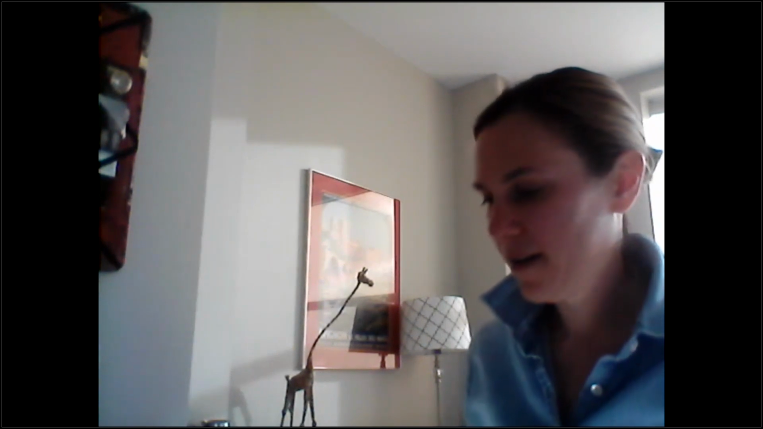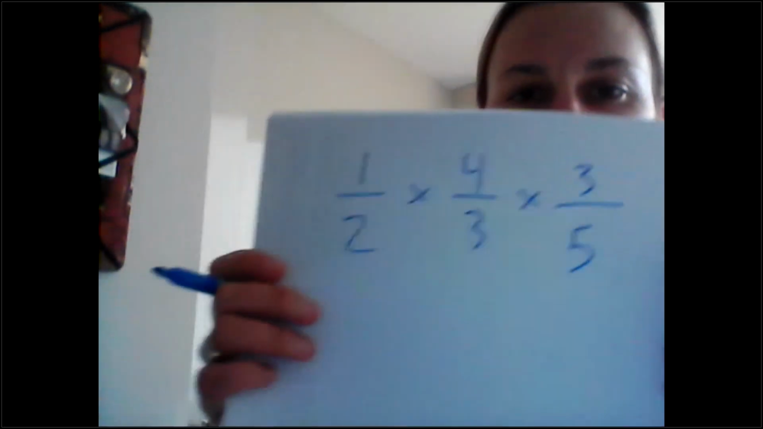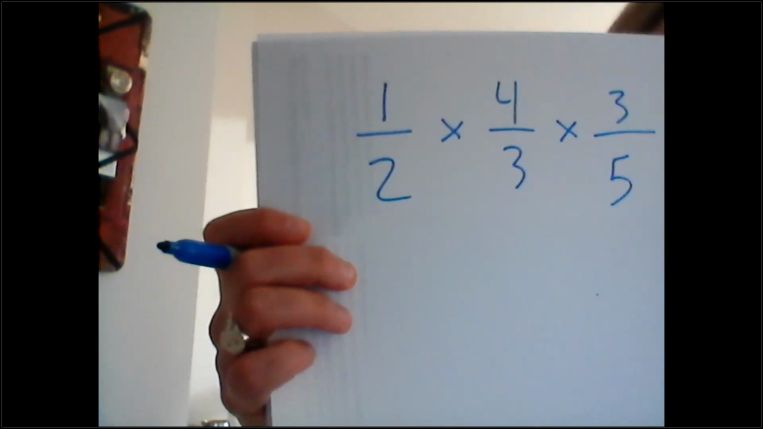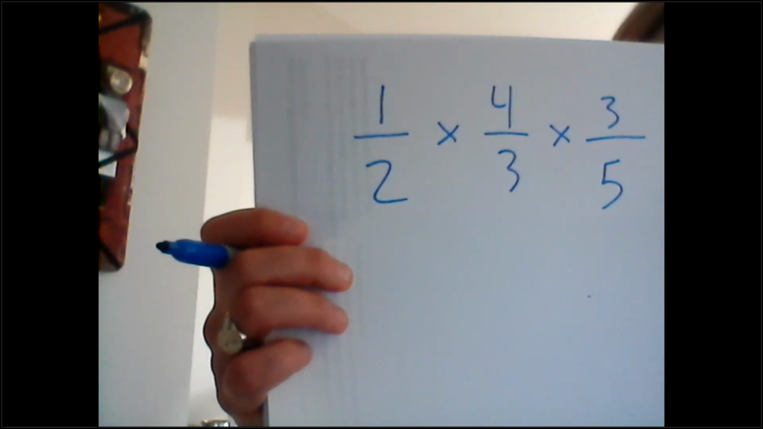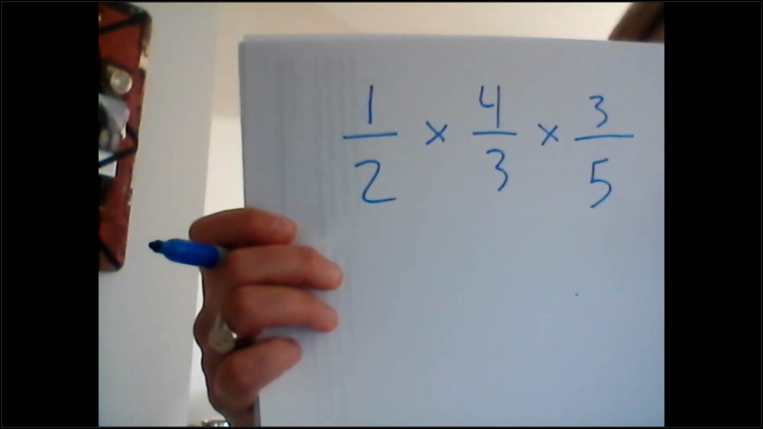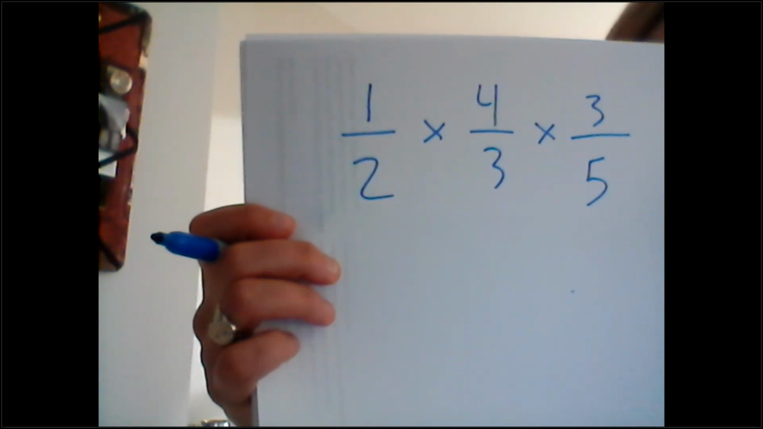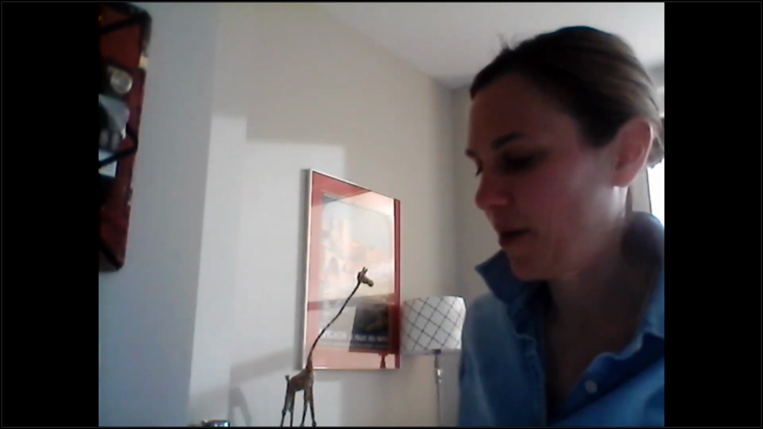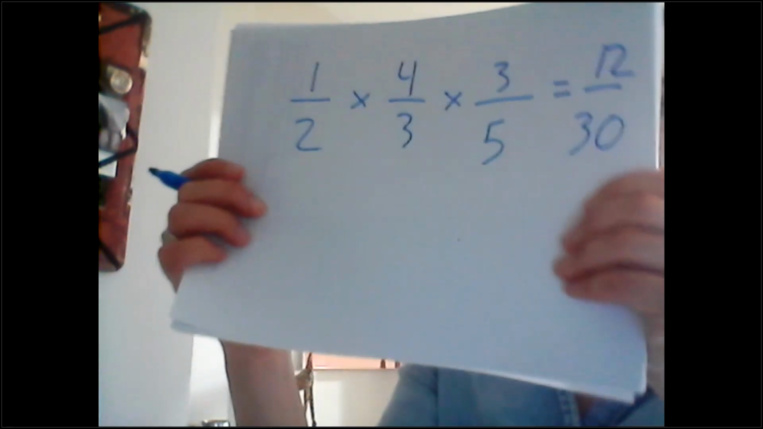Let's look at just one more problem here. 1 over 2 times 4 over 3 times 3 over 5. Okay. So now if we were doing this problem as is, I would multiply all the numerators together. I would multiply 1 times 4 times 3, and then I would multiply all the denominators together, 2 times 3 times 5. So if I do that math across, I get 12 over 30.